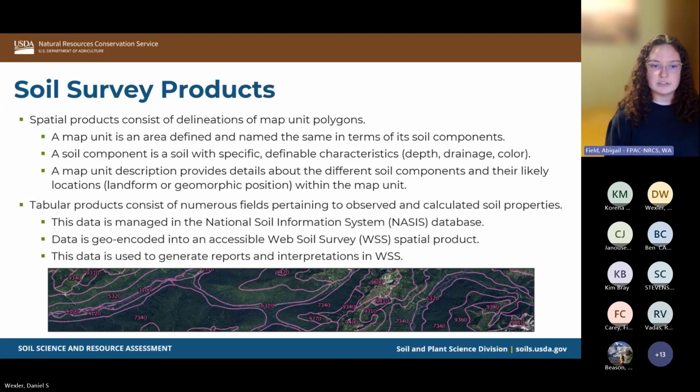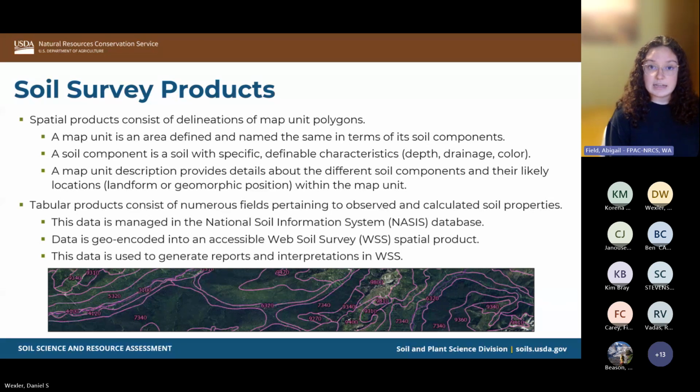So soil survey products have two components, spatial and tabular. The spatial is the physical lines that you see on the map. So a map unit is an area that is defined and named the same in terms of its soil components. So down at the bottom of this screen, you can see a bunch of different map units. Those are what is labeled with the 4-digit code. Each one of these map units has roughly 4 to 5 different soil components, which is a specific soil with definable characteristics. And the characteristics that we pay big attention to is those that will define its usability. So things like depth and drainage and rock fragment contents.